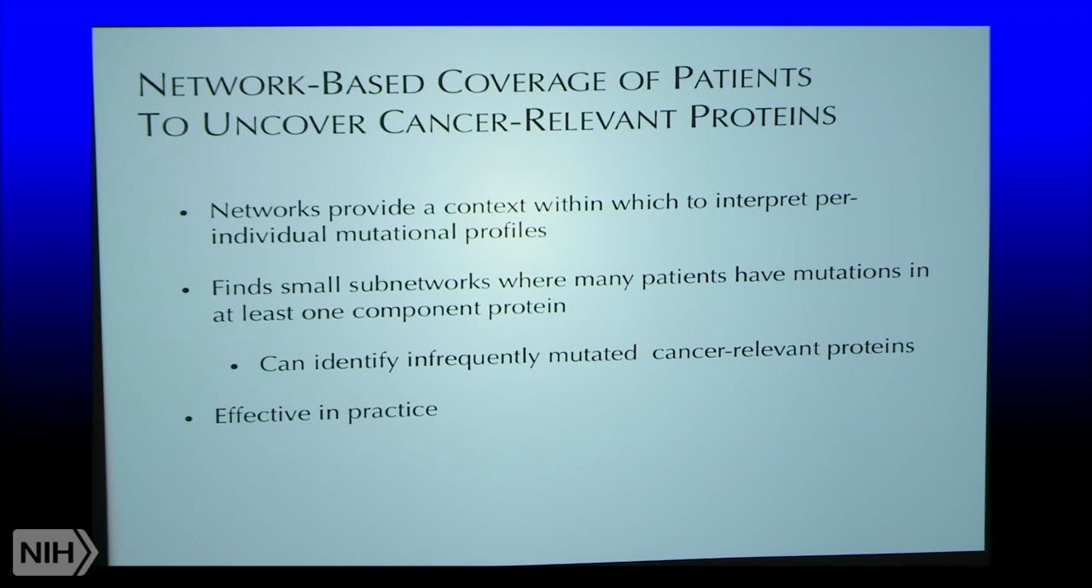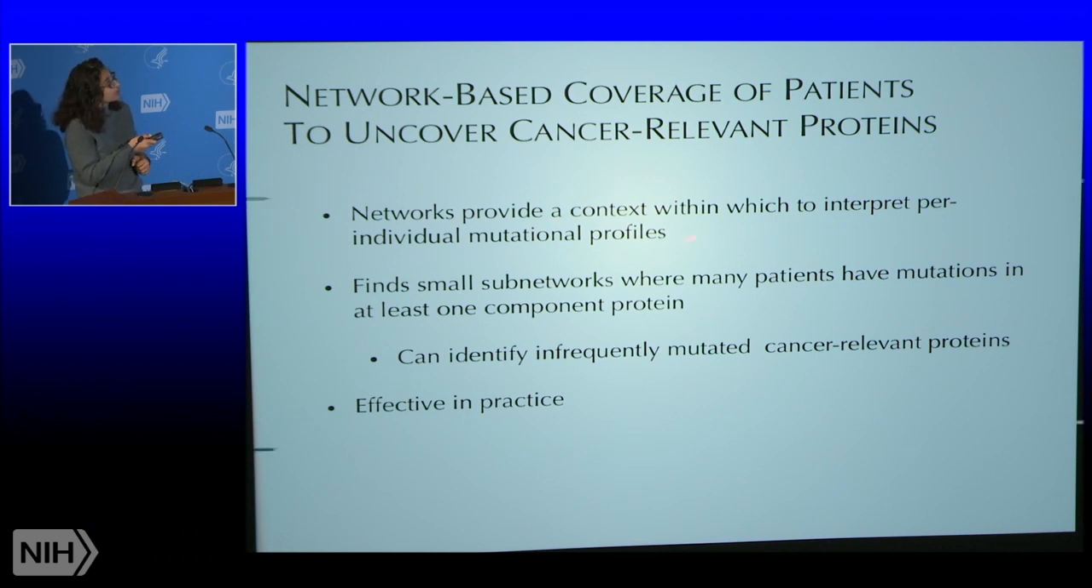Okay, so what I've just told you about is this network-based coverage of patients to try to uncover cancer driver genes. And I want to argue that networks provide a context within which to interpret these per individual mutational profiles. The overall idea is we're trying to find small subnetworks where many patients have mutations in at least one component protein, even if none of the proteins individually are frequently mutated across all the individual's tumors. And I showed that it's effective in practice.